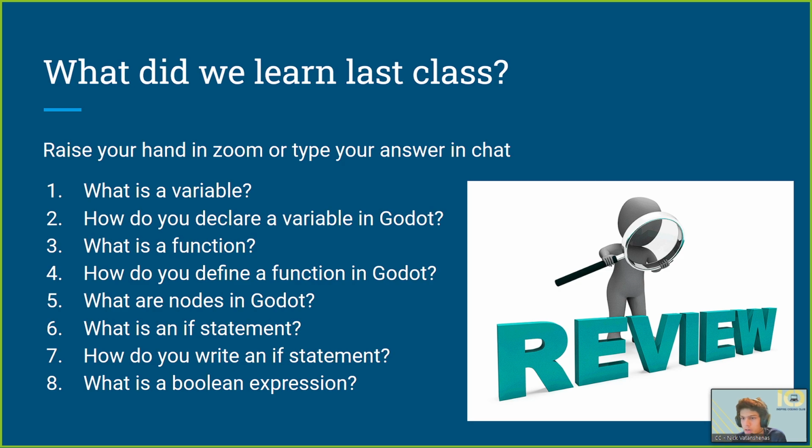Number 5, what are nodes in Godot? And then number 6, what is an if statement and how do you write it? Number 7. If you want, you could even just pull up the slides from last class and copy those, because I have definitions for almost all of these on that slide. Alright. What about number 8? What is a Boolean expression? Or just what's a Boolean variable kind of? So what is that?